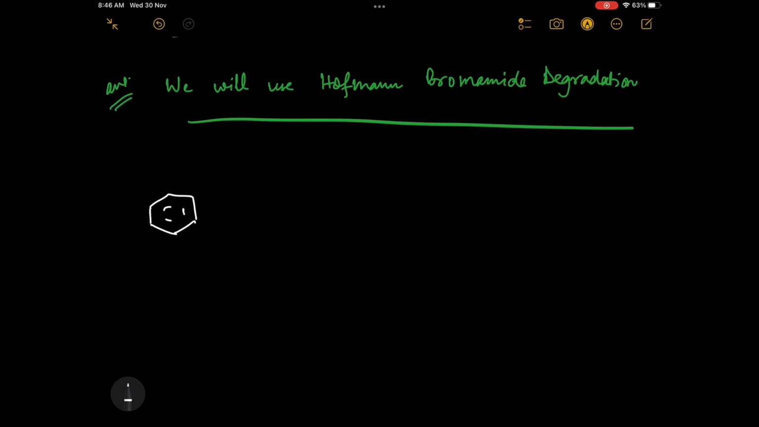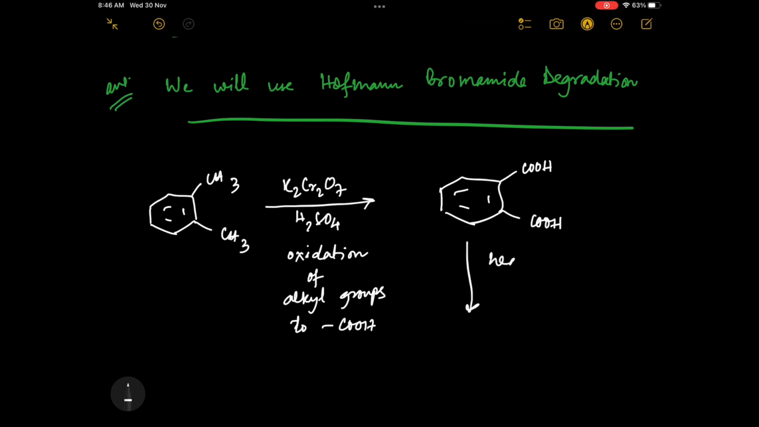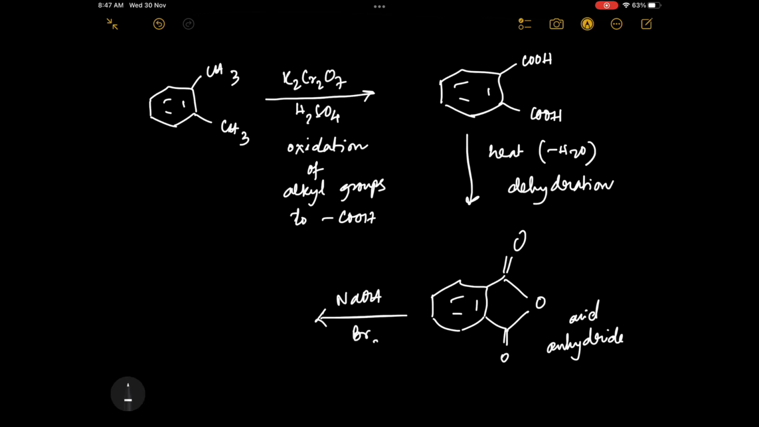So as we can see, we have got this orthoxylene compound. We'll first oxidize it using potassium dichromate and H2SO4, and this oxidizes the corresponding methyl or the alkyl groups into the C double bond OH or the carboxylic acid. So we get to the dicarboxylic acid compound, and after heating it we actually get the dehydrated compound, which is the acid anhydride. So we'll be getting this acid anhydride, which when reacted with ammonia NH3 gives us the C double bond NH, and this when reacting with NaOH Br2.